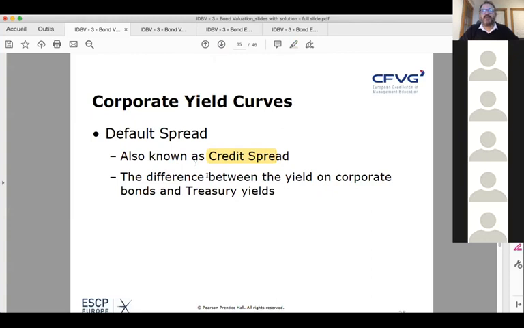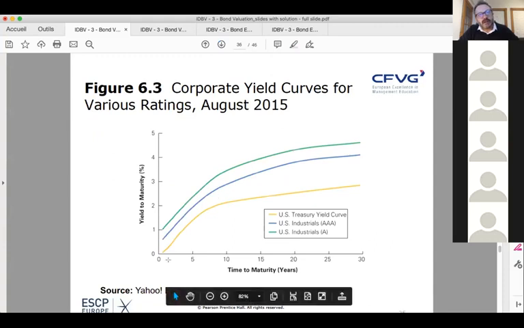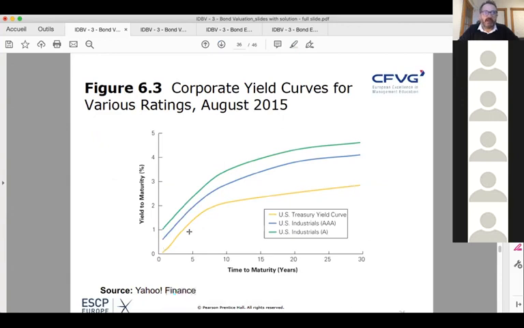Which is the difference between the yields on corporate bonds and treasury yields, or government bonds and treasury yields. So here on the chart, you can see the yield to maturity offered by US Treasury according to the maturity. We can see again the pattern with lower rates for shorter term and bigger rates for longer term. But we can certainly see the difference between the yellow line and the blue line, the blue line being AAA industries.